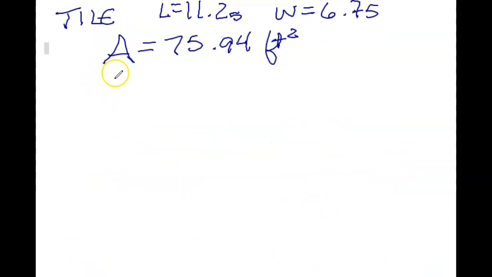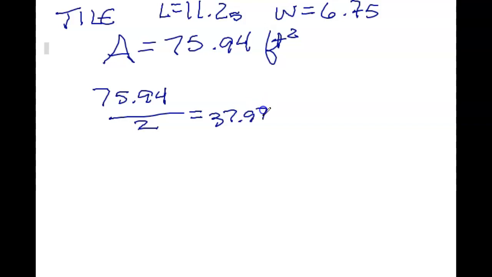Now the tile floor, we're going to use the area that we already calculated, 75.94, because the tile floor covers the entire bottom, all the way through it, 75.94 square feet. According to the cost sheet that you got, each square tile is 2 square feet each. So I'm going to take that 75.94 and divide it by 2, because that is how many 2 square feet go into 75.94 square feet. When I divide that, I get 37.97 or 38 tiles.